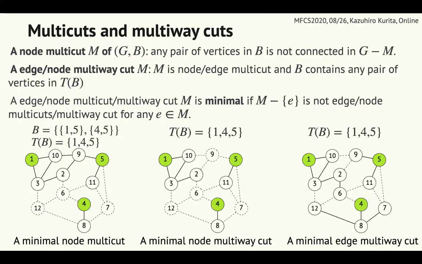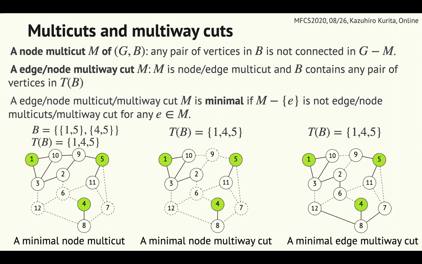Okay, we give the definition of multicut and multiway cut. Let P be a set of pairs of vertices. A set of vertices M is called a node multicut of G and P if any pair of vertices in P is not connected in G minus M. Here, a vertex is called a terminal if it is contained in a pair of vertices in P. Moreover, the set of terminals in P is denoted by T(P).